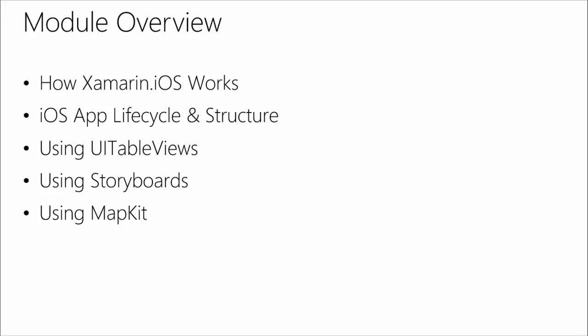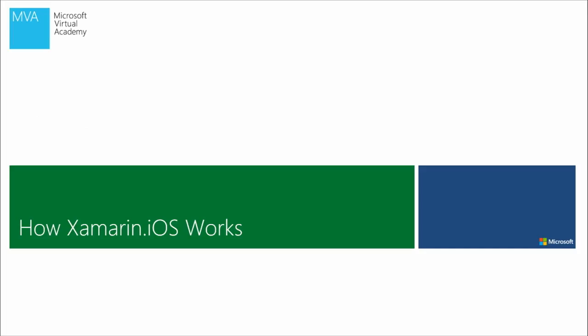In this module, we're going to get a little bit more in depth on how Xamarin works, how Xamarin.iOS works, the app lifecycle. We're going to start building our application and learn how to use UI table views, storyboards, MapKit within our application, because the application we're going to be building is the heritage properties application to show heritage properties in a list, to show it in a map view, and to show the details of that heritage property.